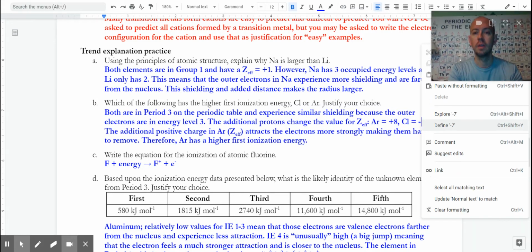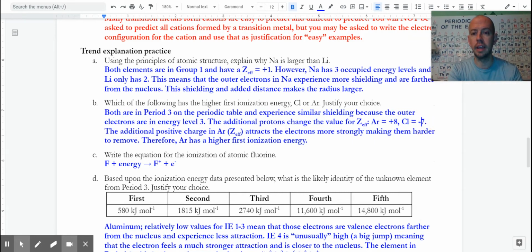So down here, we've got our second one. Sorry, I am clicking incorrectly, but we are looking at chlorine and argon. I know that in its original format, this was a multiple choice question, and almost everybody picked the wrong answer, which was saying argon is full. Yes, argon is full, but why does being full make this different? So both are in period 3, same shielding.